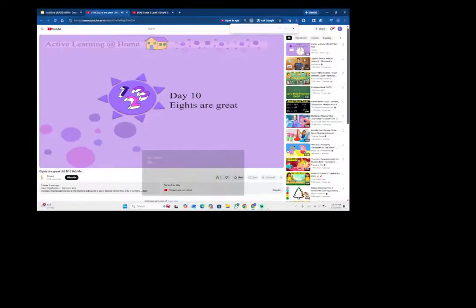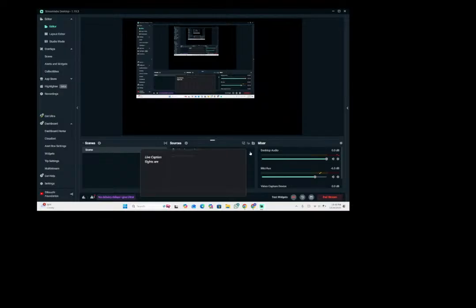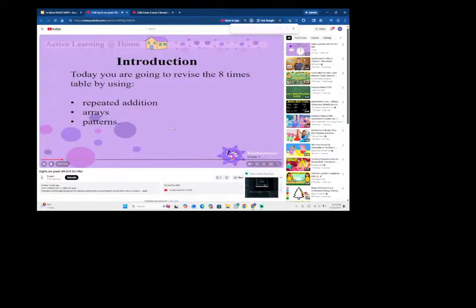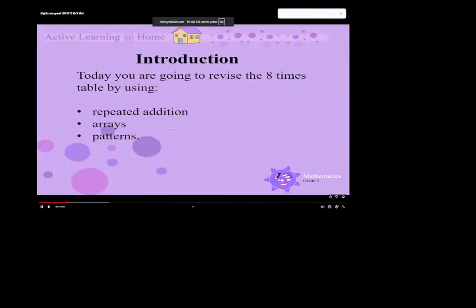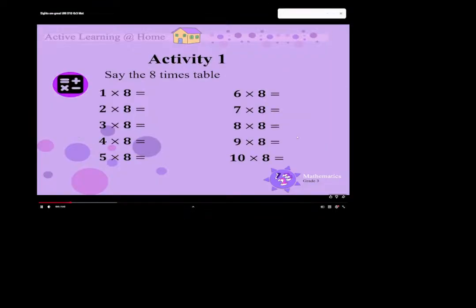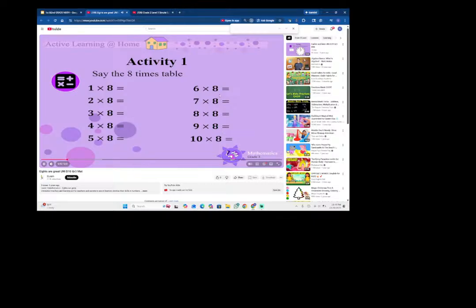Eights are great. Hello all you clever grade 3s. Today we are going to revise the 8 times table by using repeated addition, arrays, and patterns. Activity 1. Let's say the 8 times table.